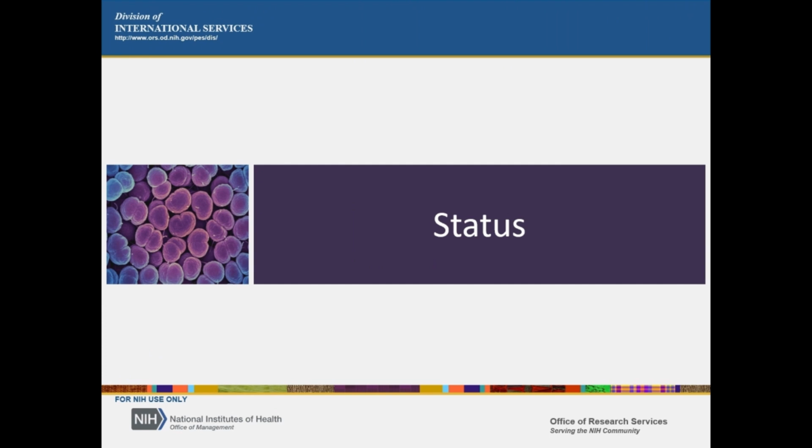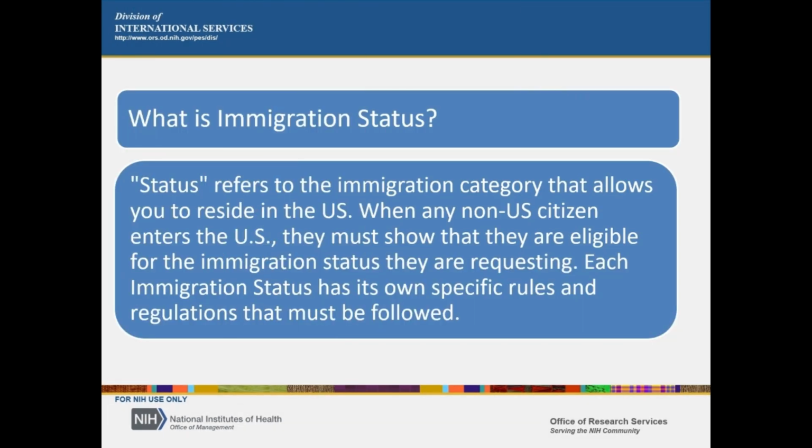Status. What is immigration status? Status refers to the immigration category that allows you to reside in the U.S. When any non-U.S. citizen enters the U.S., they must show that they are eligible for the immigration status they are requesting. Each immigration status has its own specific rules and regulations that must be followed.